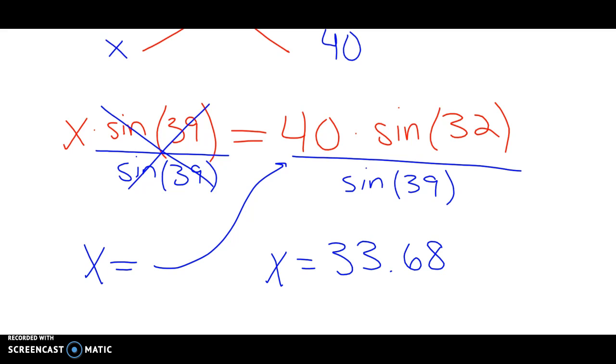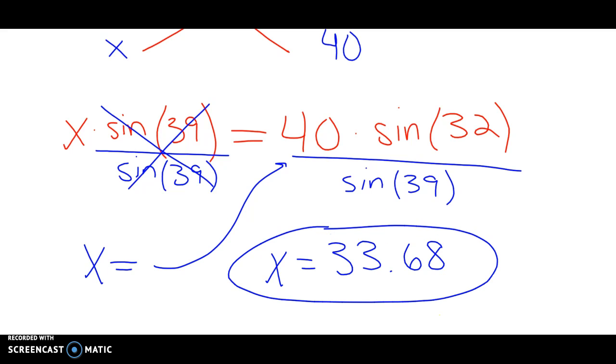What did we just find? Was it a side or was it an angle? It was the side of the triangle. So units, we don't really have units, so we'll just call it 33.68.